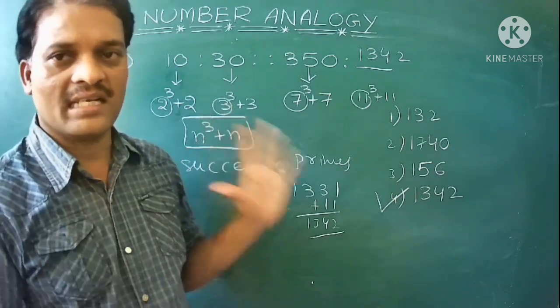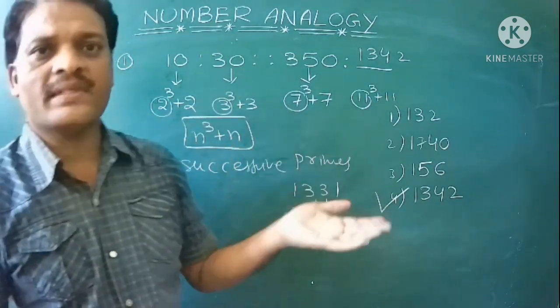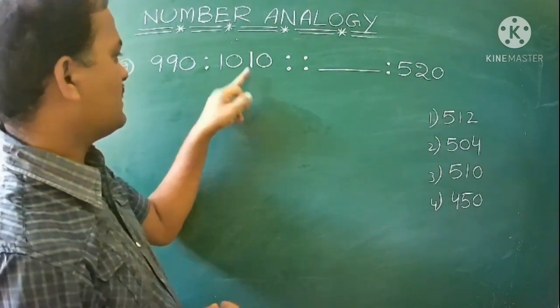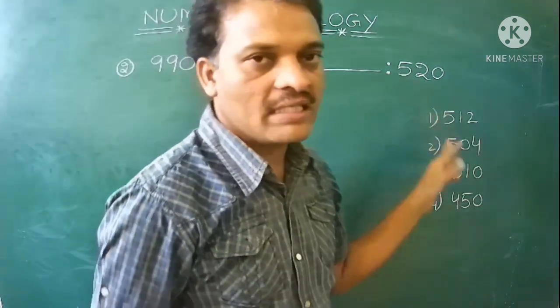In number analogy, these types of sums are expected in competitive exams. Next, the second question: 990 is to 1010 as dash is to 524, options are given.